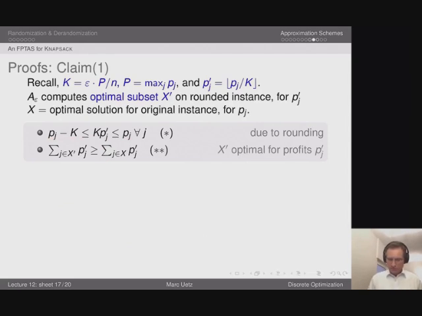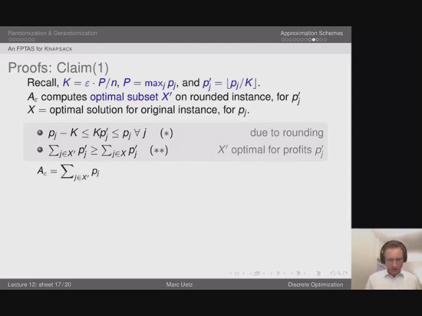Second observation is this. This says if I add up the new profit values of all the items in the set x prime, because x prime was an optimal solution for the new profit values, that is larger or equal than if I add up all the new or rounded profit values for the optimal solution. So x was an optimal solution for the original instance, x prime is an optimal solution for the rounded instance, and here I look at the rounded profit values, right? So this follows by optimality of x prime for the rounded instance. And that's all that I need, actually.